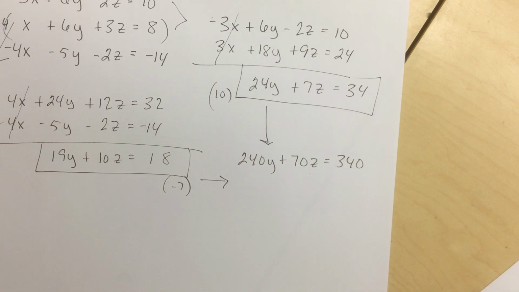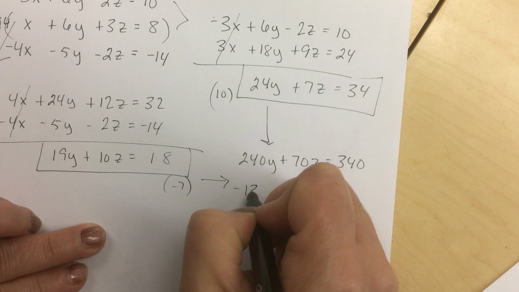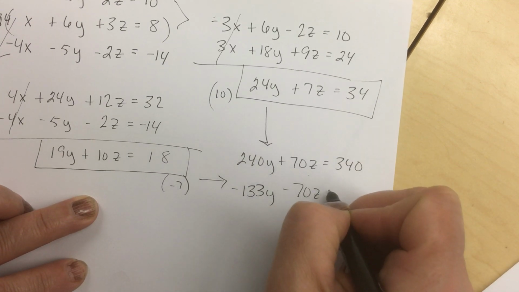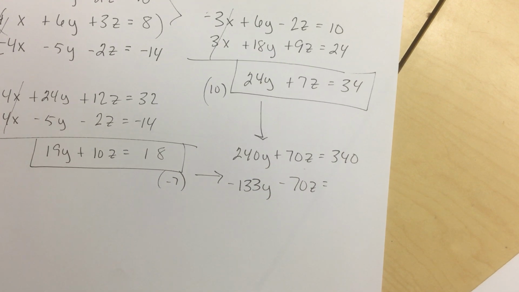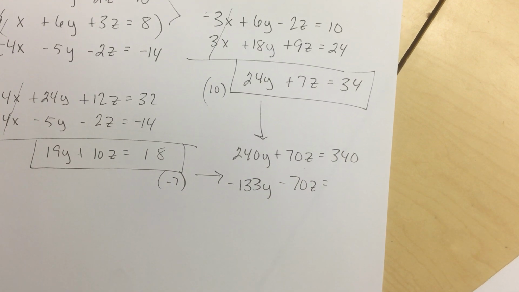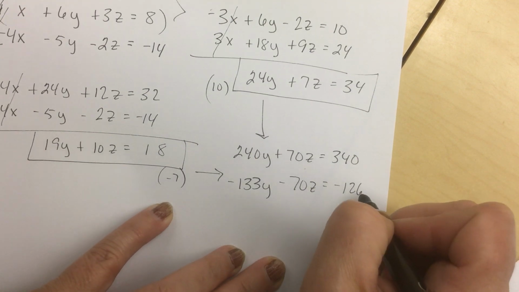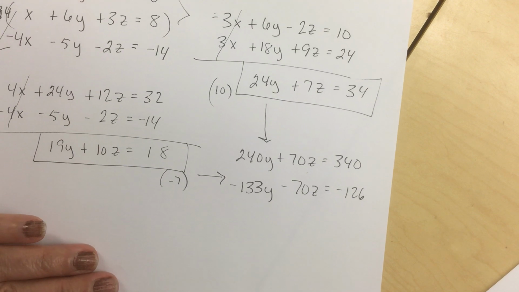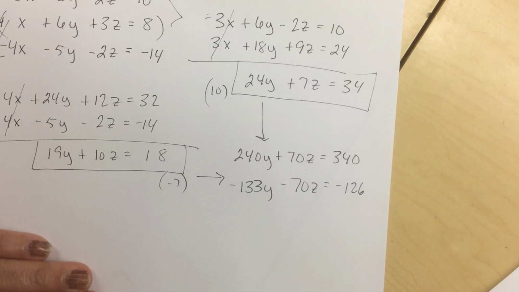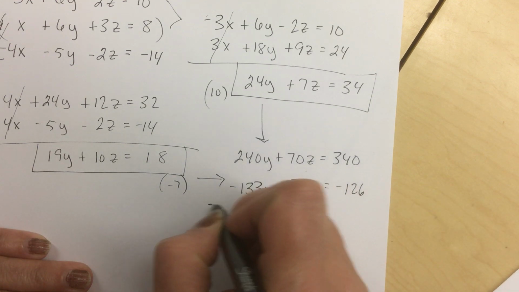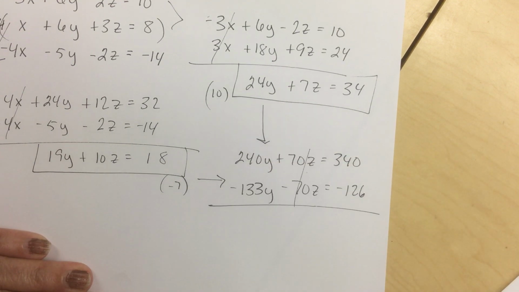I'm going to multiply this by negative 7 and write it there. So 19 times 7, 6 is 133, I believe. So negative 133y minus 70z. And then 18 times 7 is 126. So a negative 126. Watch your negatives and your multiplication very carefully. There are so many steps in this process that if you make one little negative mistake, you're going to be very, very frustrated. Okay, so my z's cancel out.